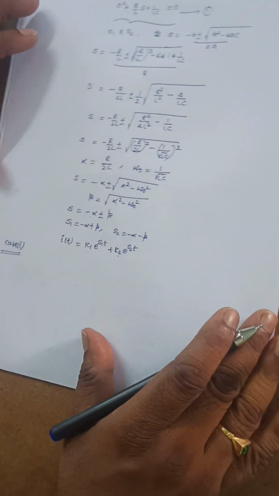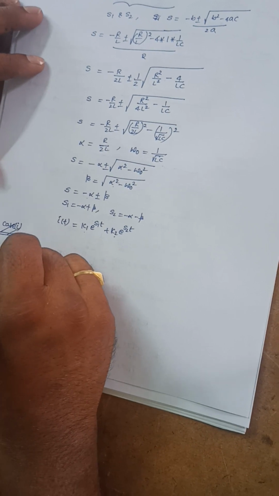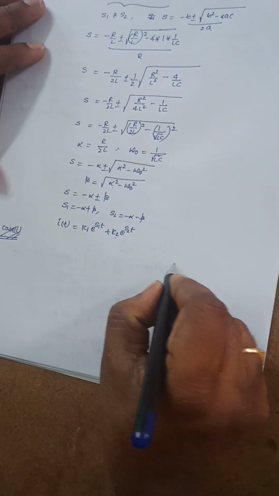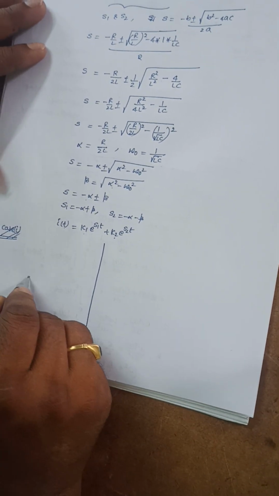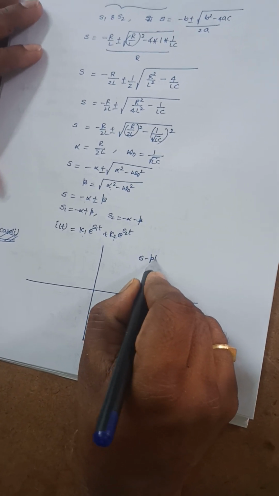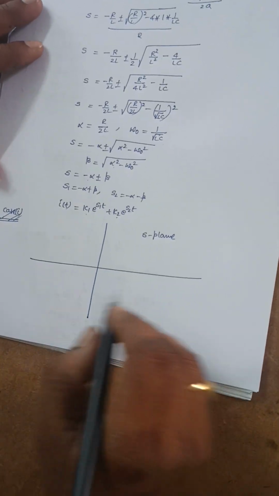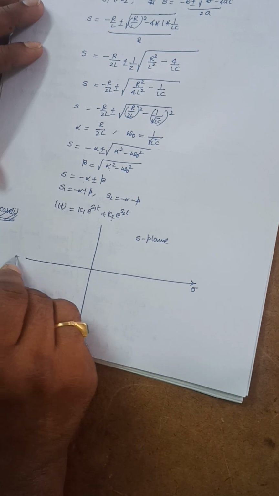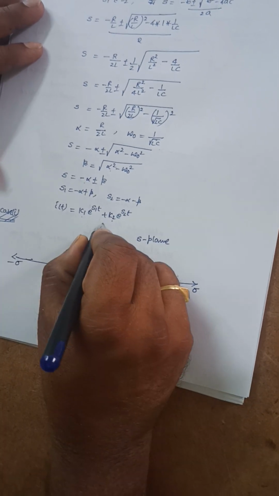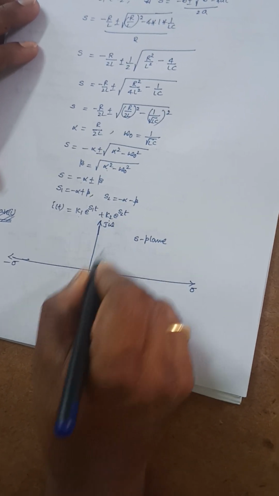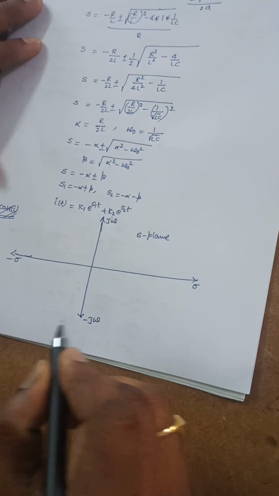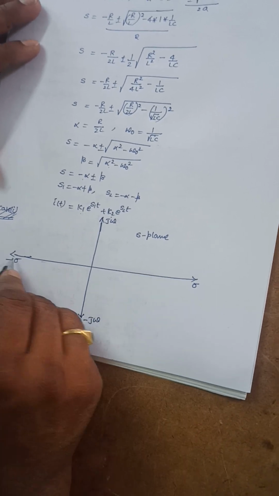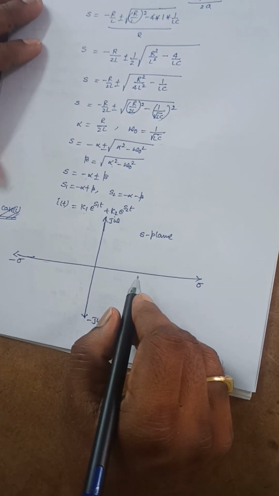Before going to explain these cases, first let me explain the S-plane roots. Let us consider this is an S-plane, and it is called the real axis. It is the positive real axis, the negative real axis, the positive imaginary axis, the negative imaginary axis. Here are all the negative real values, positive real values, like that.